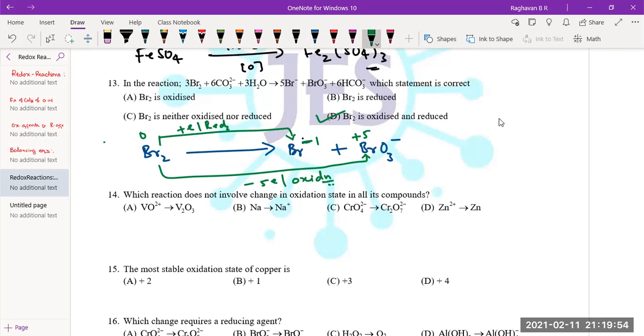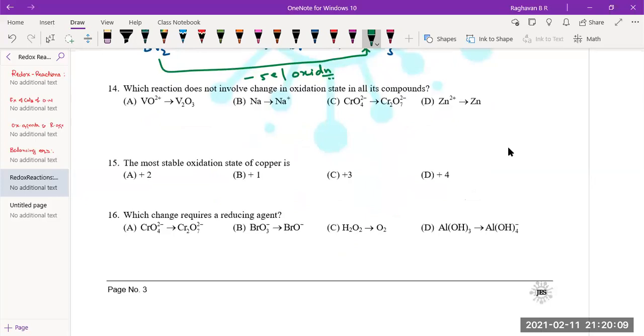Okay, shall I proceed? Yes, sir. 14. Which reaction does not involve change in oxidation state in all its components? Option C, the third option. Exactly. What is the oxidation state? +6. So CrO4 2-.